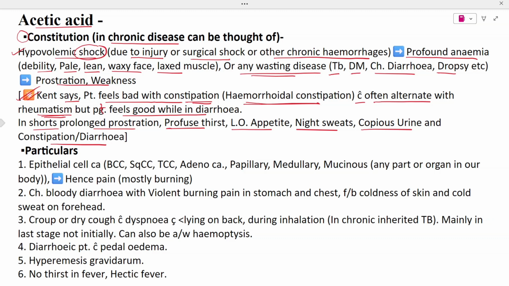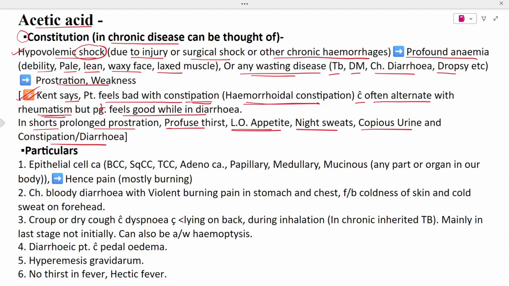Now, in such a patient, we can think of acetic acid if they suffer from the following particulars, or apart from these particulars or anything else, we must take acetic acid once in our mind. So the prostration and the reason behind it, profuse thirst. There is increased thirst as we have seen, but no thirst in fever, also discussed in Allen's Materia Medica, we have seen.